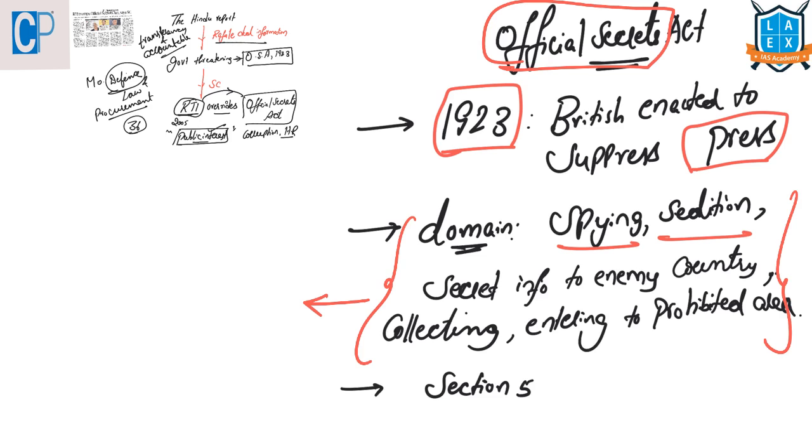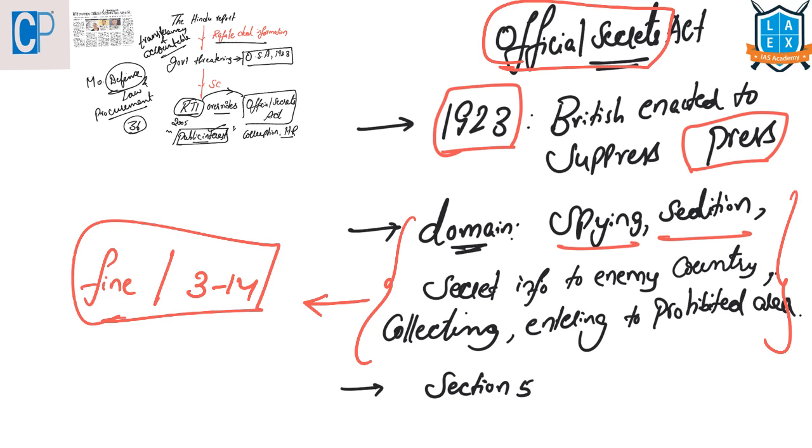And this law has a provision of a fine or a jail term of 3 to 14 years, or both, if a person is found guilty of any of these acts under this Official Secrets Act.